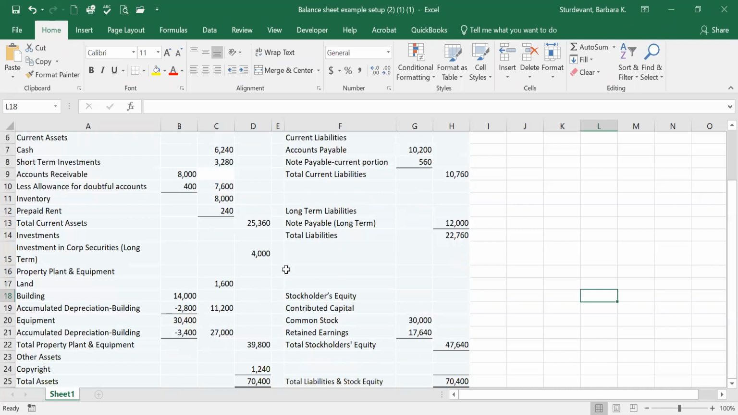So investments, we only have 1. We've got a long-term investment in corporate securities. So I don't have to do a subtotal and carry it over here. If there's just the 1 number, I can just carry it over there.